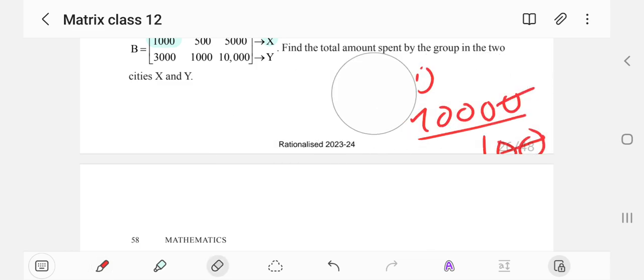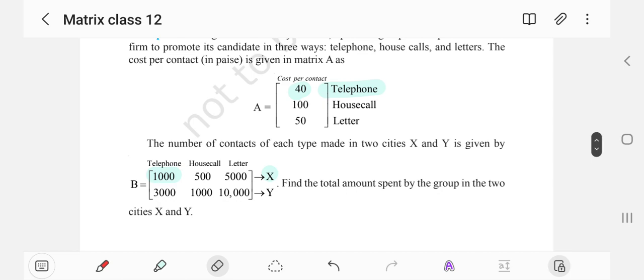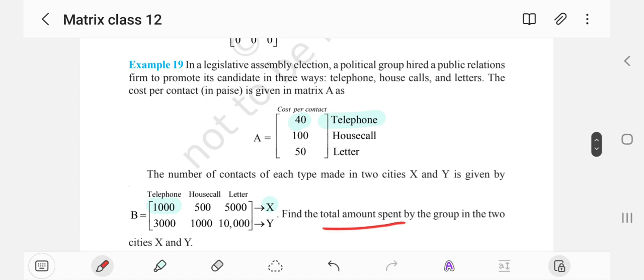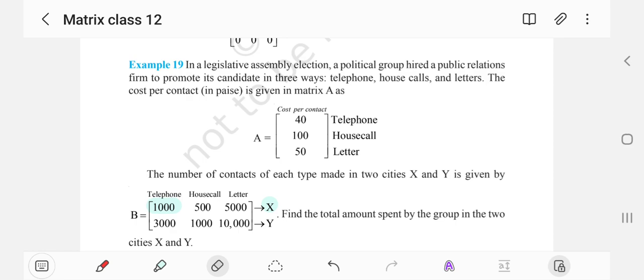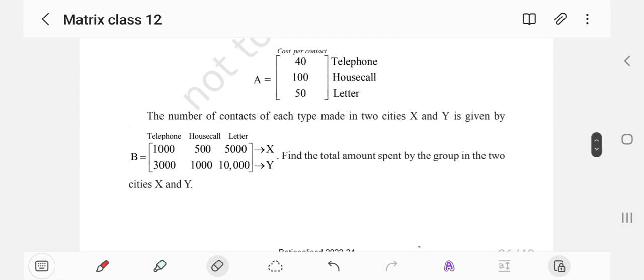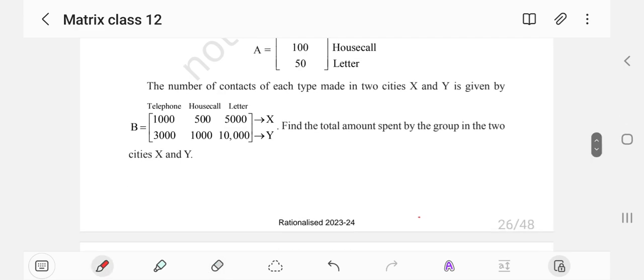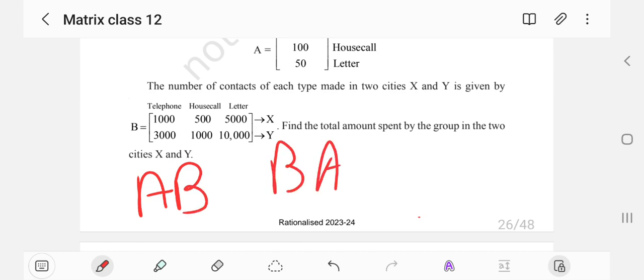Now this is a very general question. We are asked the total amount spent. What are we given? We are given the cost per call, the cost per house call, or the cost of sending a letter. We are given individual costs, and we are given the totals of house calls, telephone calls or letters sent. What we have to do is simply multiply. Now one thing comes up here. Will we multiply A matrix with B or B matrix with A? This is the important question.